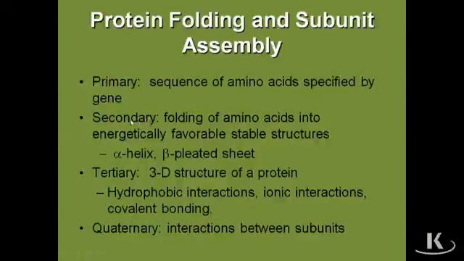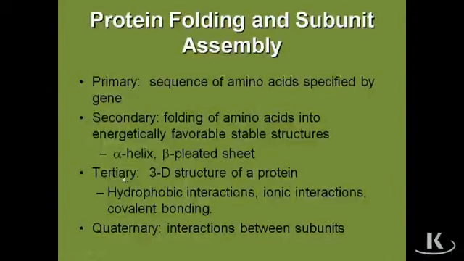At the secondary protein structural level, now we're talking about folding of amino acids into energetically favorable, stable structures. So depending upon the arrangement of the amino acids in their primary structure, there may be a regular arrangement of amino acids that allow that protein to form an alpha helix, that allow it to form a beta pleated sheet. The protein that comes to mind, of course, is collagen. Collagen can form alpha helices. It can form beta pleated sheets because it has a regular arrangement of amino acids that allow it to configure to this alpha helix or beta pleated sheet conformation.